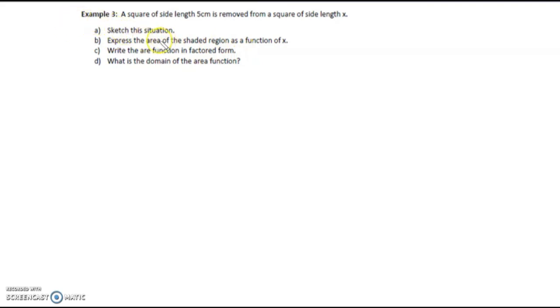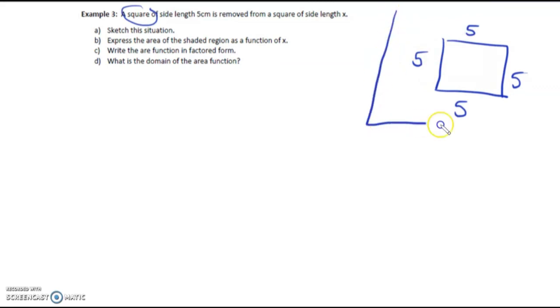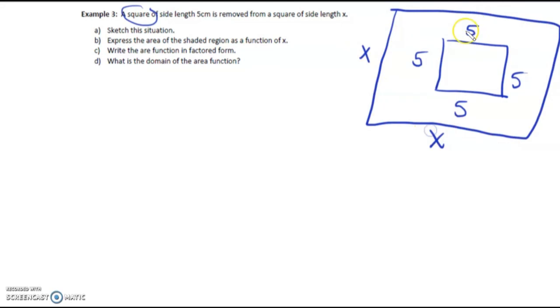Okay, example 3, a square with side length 5 centimeters. Okay, so we know squares look like this, where all the sides are the same. Okay, so 5 centimeters each side, is removed from a square of side length x. Okay, so there's a bigger square here, and it's going to be x. So this one's removed, so we take this one away. Okay, so sketch the situation, so that's good.